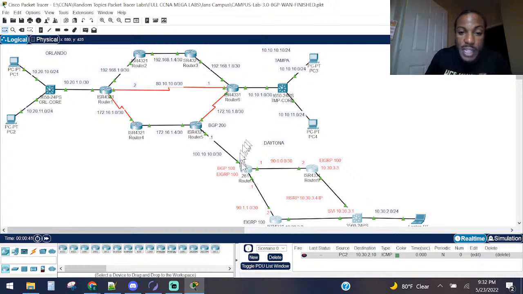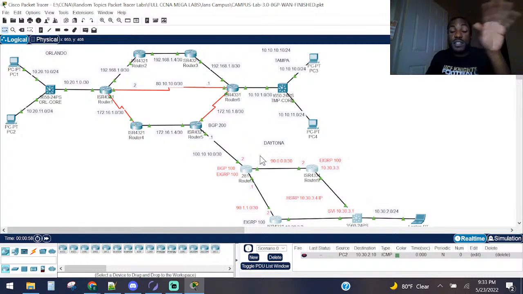And then since we had EIGRP running over here and BGP running over here, we had to create two-way redistribution, right? What's that? In this case, we have EIGRP over here and BGP over here. For these two to advertise their routes to each other, we had to do what's called two-way redistribution. So the EIGRP routes redistribute into here, and then the BGP routes redistribute into here, so that way they know about each other's routes, right?